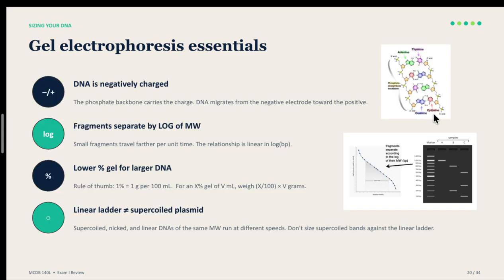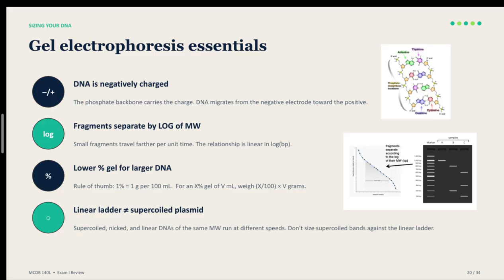Okay, gel electrophoresis essentials. So we run so many gels in this class, okay? And I think it's really important to understand what we're doing. There's 4 main things that go into a gel. For one, charge is probably the most important thing. The fact that DNA is negatively charged because of the phosphate backbone means that you migrate from the negative electrode to the positive one. So the negative one is the black electrode on our setup, and the red one is the positive. So the black is where we put the back of the gel, and negative repels negative, right?